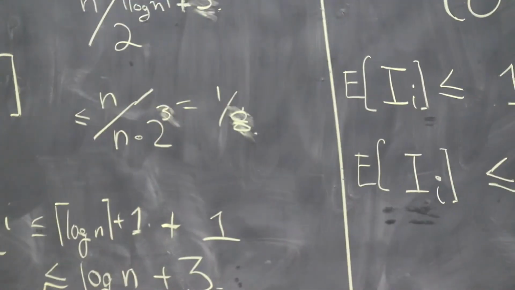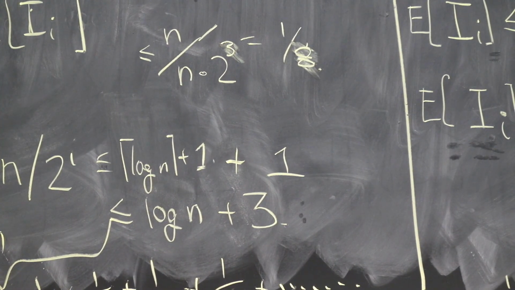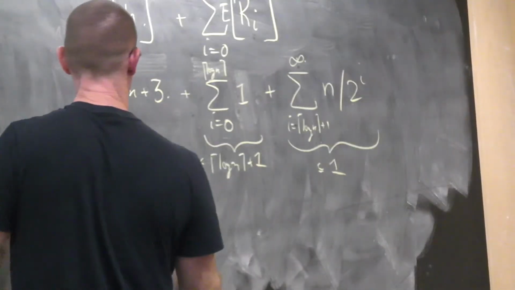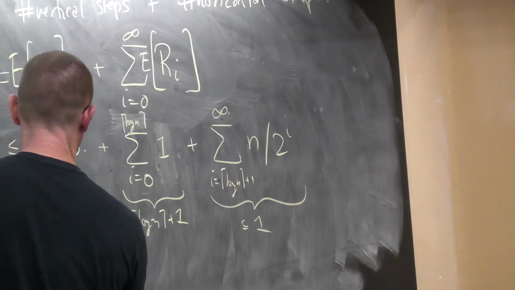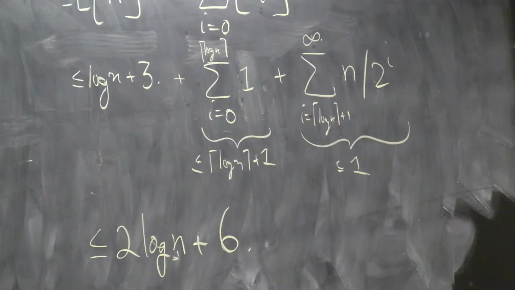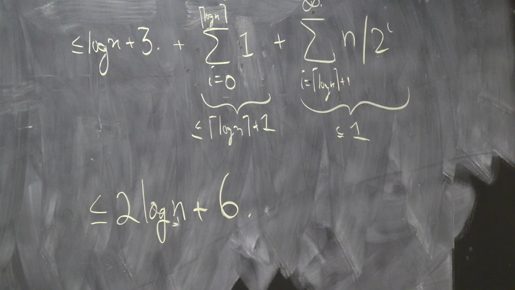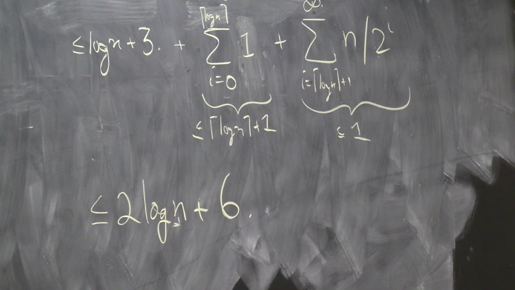This is the ceiling of log n plus 1. This is at most 1. And so we finish with less than or equal to 2 log n plus 6. So we take about as many steps to the right as we take downwards. Seems like the right trade-off.